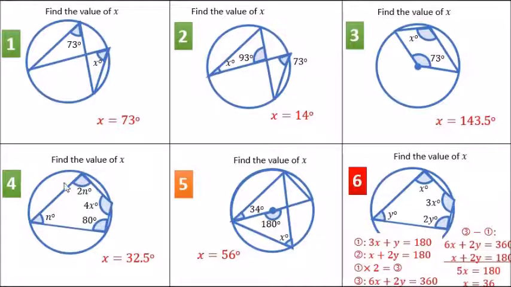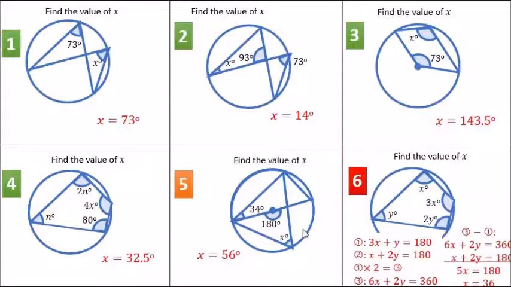For question 4, first thing to recognise is that this 2n and this 80 add up to 180 because this is a cyclic quadrilateral. The 2n is opposite the 80, which means n has to be 50. If this is 50, then the 4x add 50 has to be 180, which means 4x has to be 130. If you divide 130 by 4, we get 32.5 degrees for x.